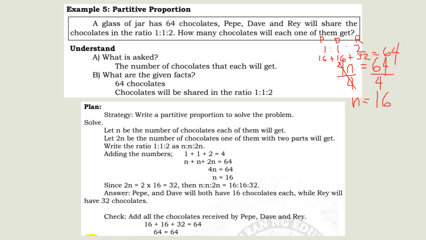So, ibig sabihin, ano ba ang tinatanong natin? Ilan yung chocolate na makakuha ng bawat isa? So, si Pepe, makakuha siya ng 16 chocolates. Si Dave ay 16 din. Si Ray ay 32.